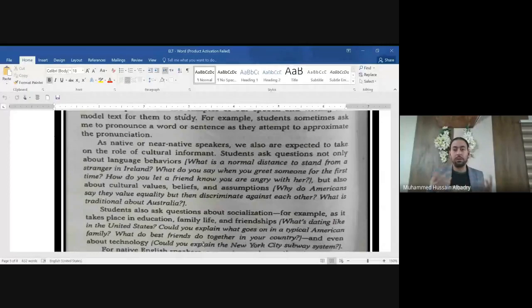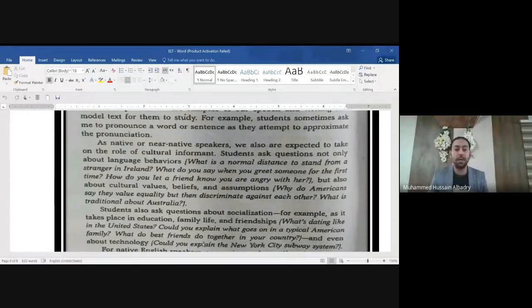Number 2, model speaker. You have to be a model speaker for your students because you are a model. You are a dictionary for them. You are perfect for your students. So you have to speak well and pronounce well. Your students will ask you to pronounce words for them. You have to speak well and pronounce well because you are a model.